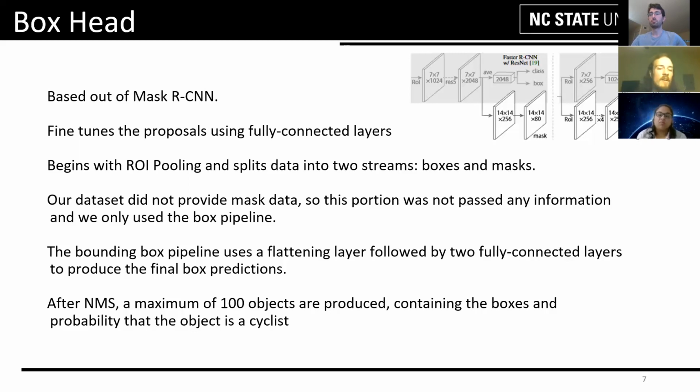This uses a flattening layer followed by two fully connected layers to produce the final box predictions. After non-maximum suppression, a maximum of 100 objects are produced, and these contain the boxes and the probability that the object is a cyclist.